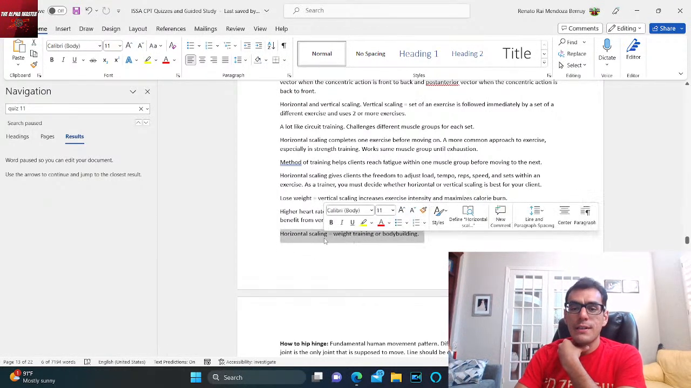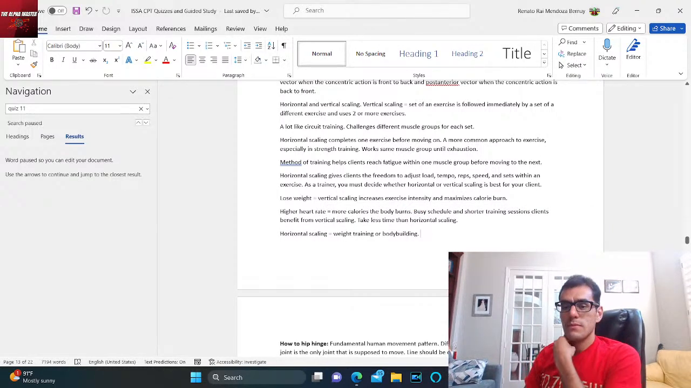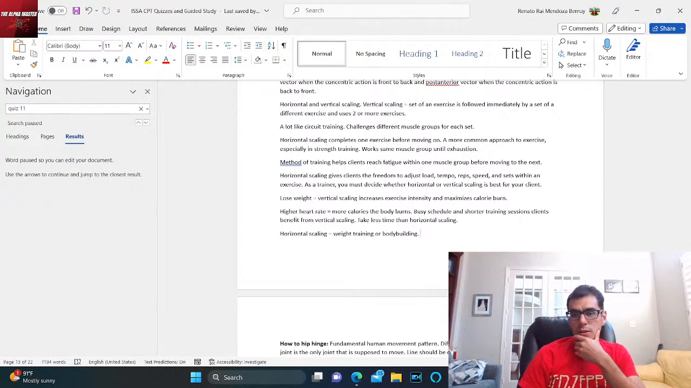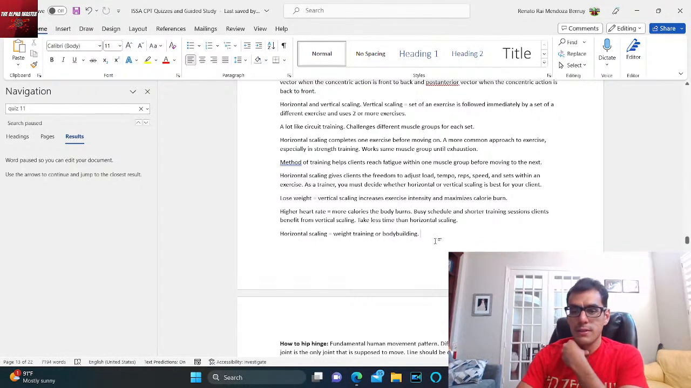It takes less time than horizontal scaling, and horizontal scaling is going to be more for clients that do weight training or bodybuilding.